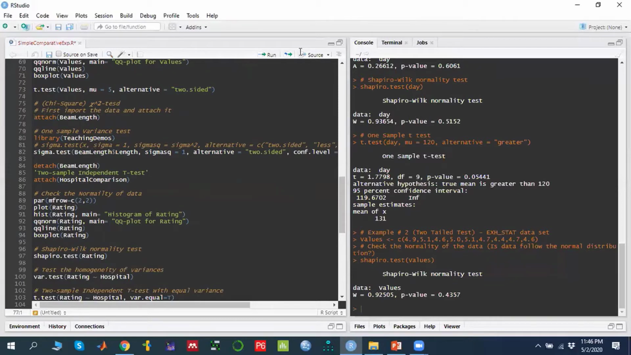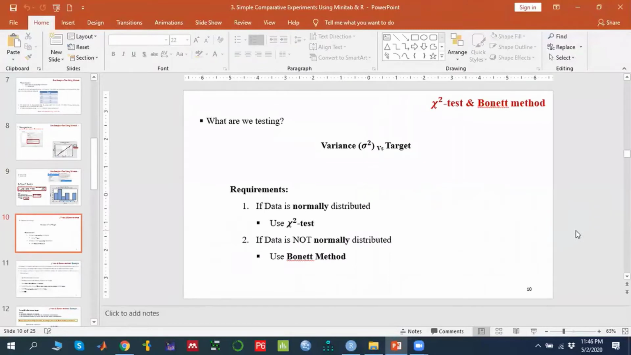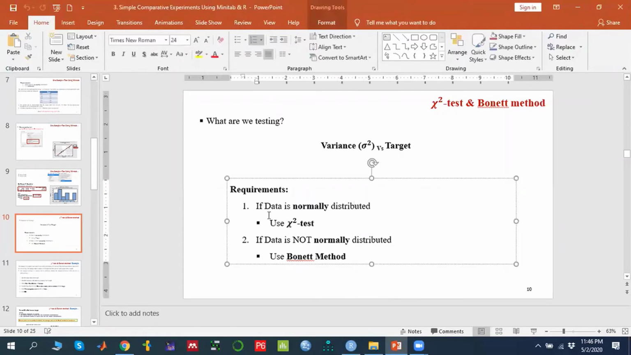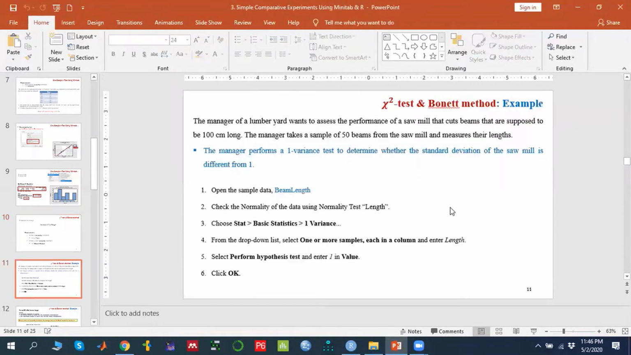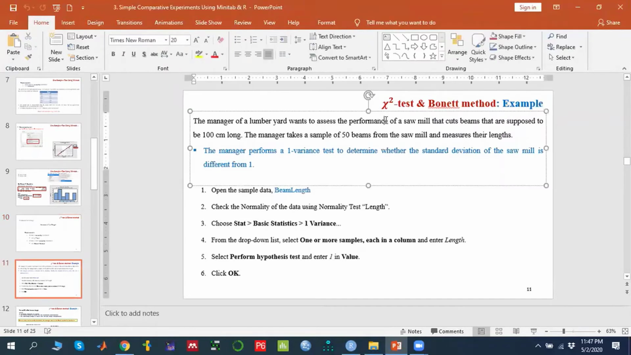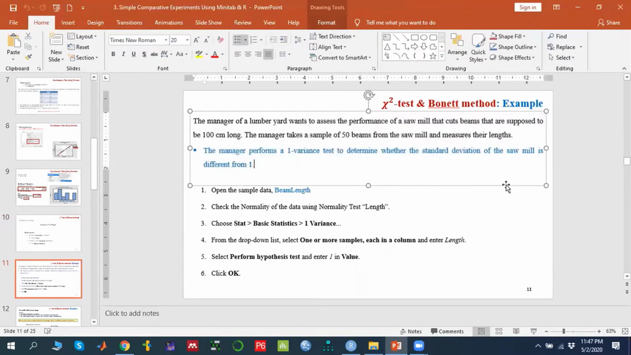I hope it is clear how we can apply the one sample z-test as well as the one sample t-test. Now we are moving towards the one sample sigma test, that is, the chi-square test. If I want to test whether the population variance is equal to the target value or not, for that we can apply the chi-square test. We have already discussed this example using Minitab in the previous video. Now we are going to discuss it with R.